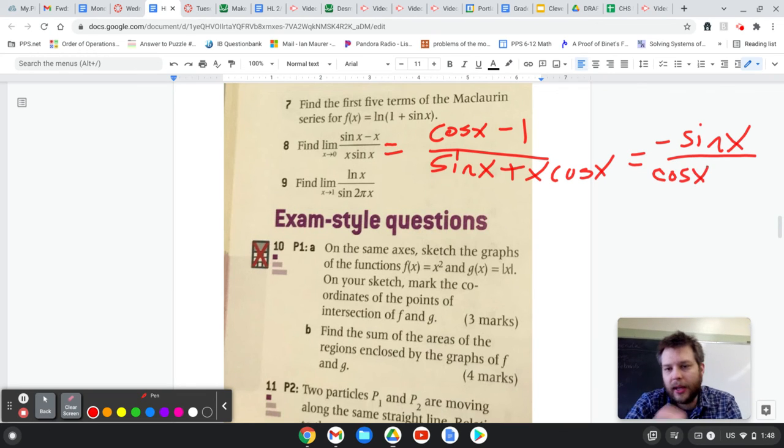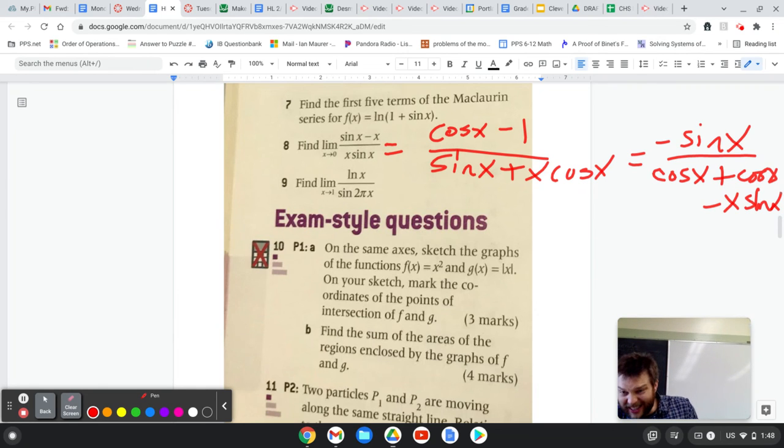Unfortunately, we're still at 0 over 0, so we do another L'Hopital's rule, and we get negative sine x over cosine x plus cosine x minus x sine x. And at this point, you can plug in 0 again, and I think you get an answer of 0. I did that a little quickly, so there may be a mistake in there, but that's the big idea.